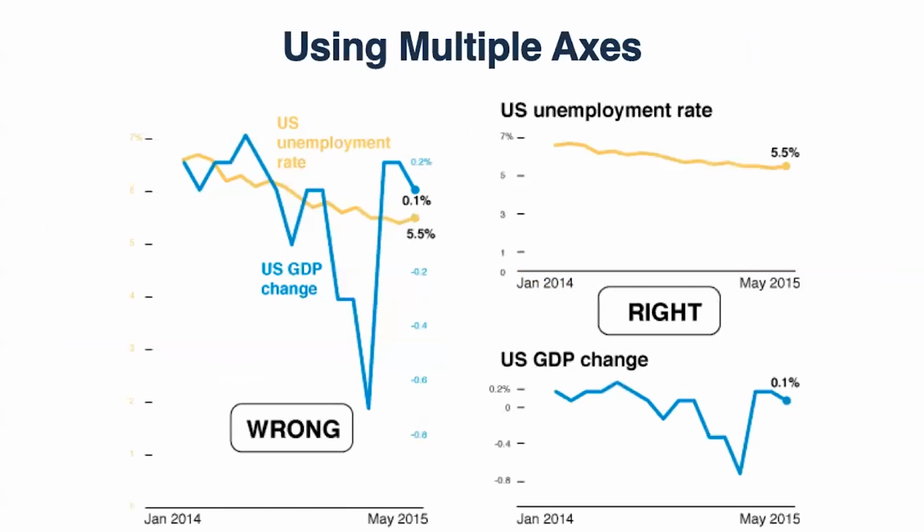Another bad example is when you mix different axes together. If there are vastly different scales for each axis, you might induce some correlation, or people looking at those charts might see some correlation where there is none. And it's better to stick to one y-axis.